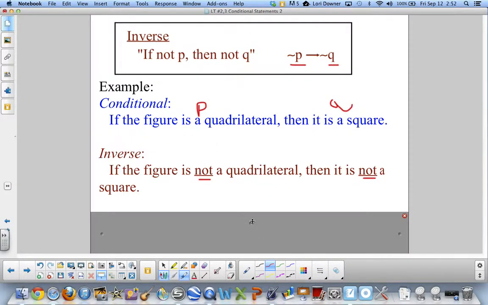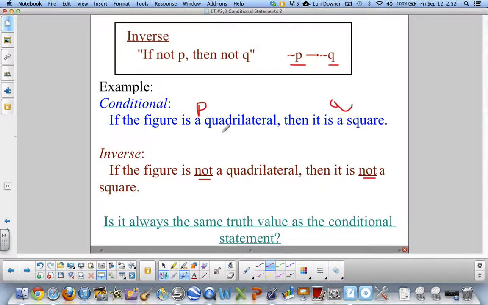So let's find the truth value here. If we have a figure that's a quadrilateral, 4 sides, then it is a square. That's not always true. I could have a rectangle. If a figure is not a quadrilateral, so that means it's a figure that does not have 4 sides, then it is not a square. That is true. So it's not always the same truth value.